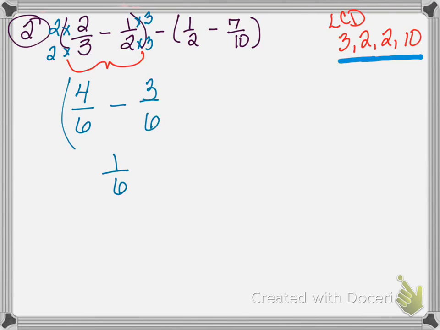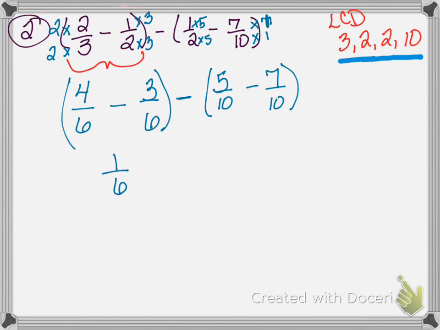Okay? Now, I'm going to work on the next one. I have 1/2 minus 7 over 10. What's my LCD for these two? 10. Okay? And it would be fine if you put all of these in terms of 30. That would be completely fine. Some people just like to work with those smaller numbers. 2 times 5 is 10. So then I have to do 1 times 5. Okay, so I have 5 over 10. 10 times 1 is 10. So I leave this one the same.